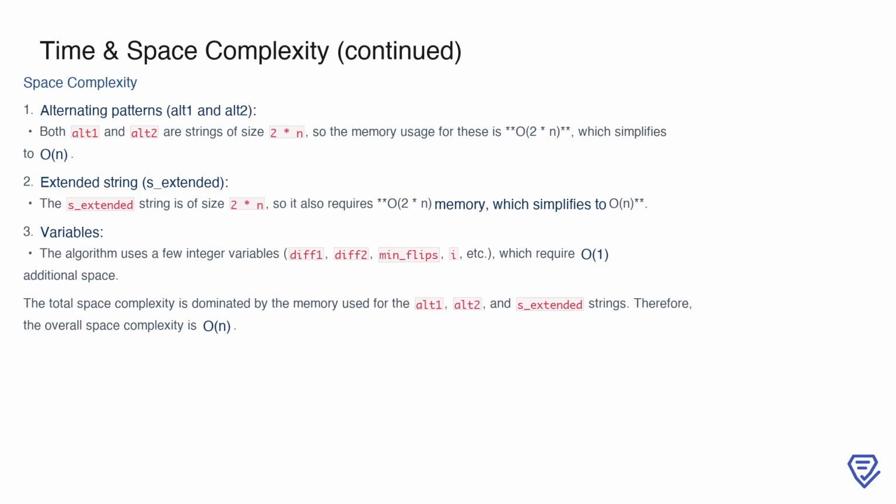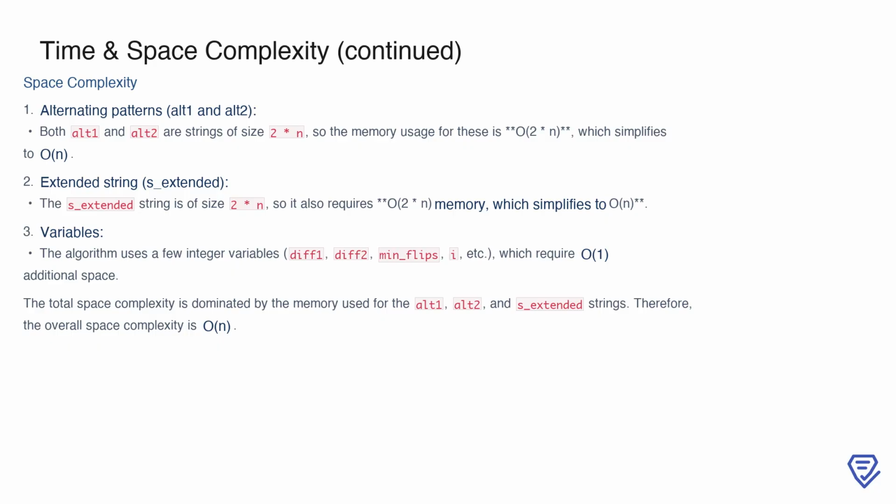The algorithm requires memory for three main components. First, we have the alternating patterns alt1 and alt2, each of size 2*n. This results in a space requirement of O(2*n), which simplifies to O(n). Similarly, the extended string s_extended is also of size 2*n, contributing another O(n) to the space complexity.